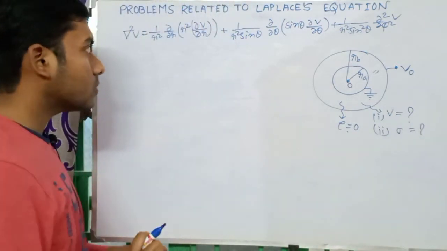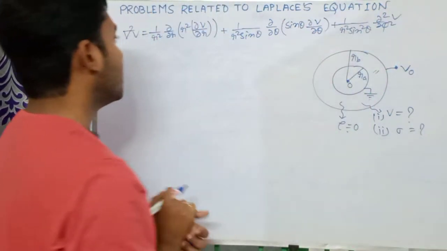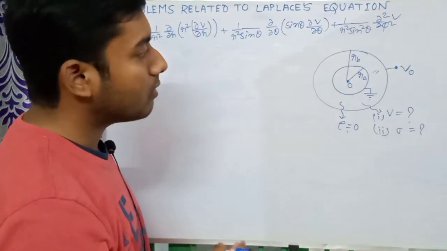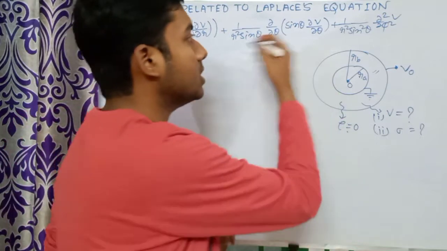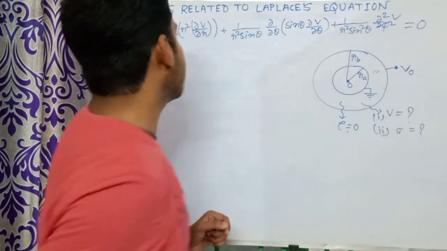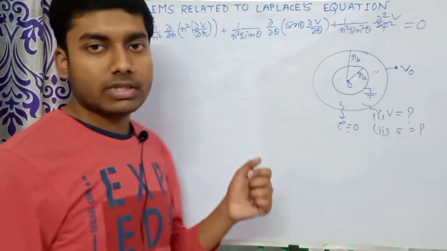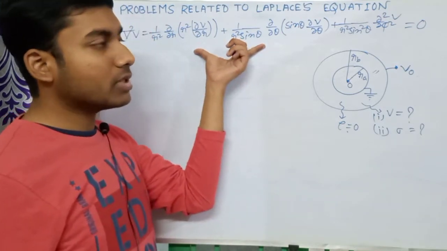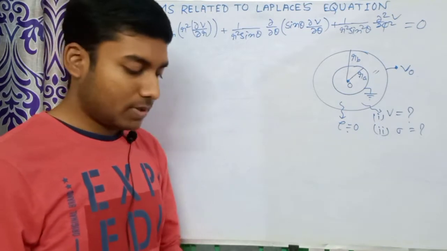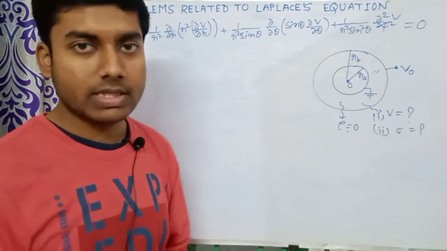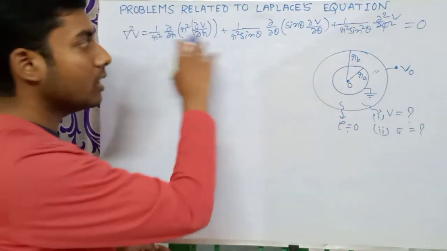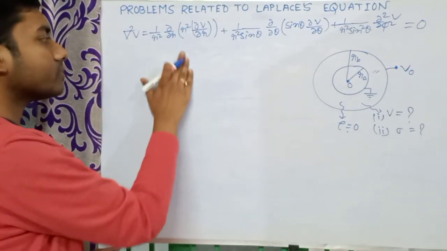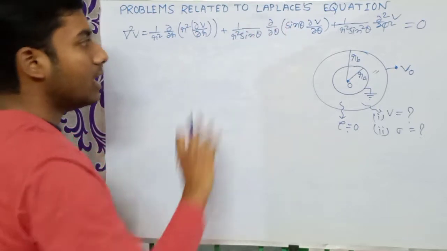In a similar fashion to our previous class, we again use Laplace's equation. This is the form of Laplace's equation in the spherical polar coordinate system. You can easily come to this result from the concept of the curvilinear coordinate system: first put the generalized form, that is 1 by h1 h2 h3 and all the things, and from there you can come to this.